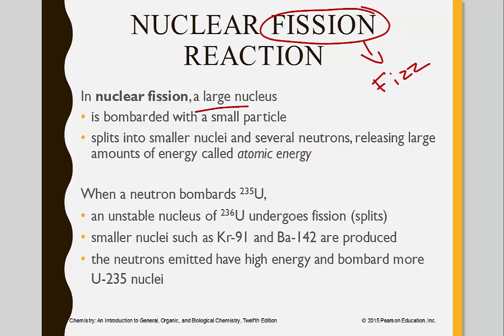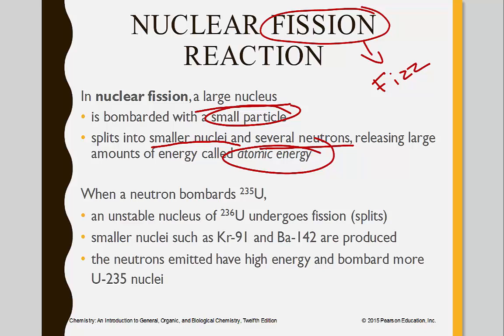A large nucleus is bombarded, so in other words, it's getting hit by a small particle like a neutron, and then it splits into several smaller nuclei and neutrons. When that happens, a whole bunch of energy is given off, called atomic energy, and this is how one of the bombs was created, through this fission.